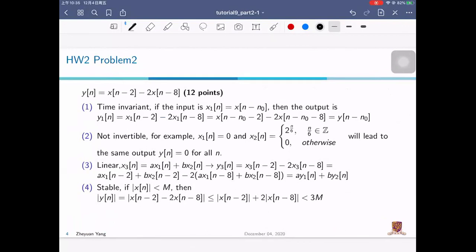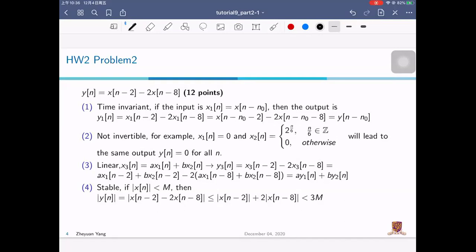So this is a discrete time system. The output y[n] is equal to x[n minus 2] minus 2x[n minus 8]. It is time invariant. You can check that when the input is x1[n] equal to x[n minus n0], then y1[n] is equal to this term, and it is equal to y[n minus n0]. But it is not invertible, because if we want to get y[n] equal to 0, obviously we can have the input x1[n] equal to 0 for all time.